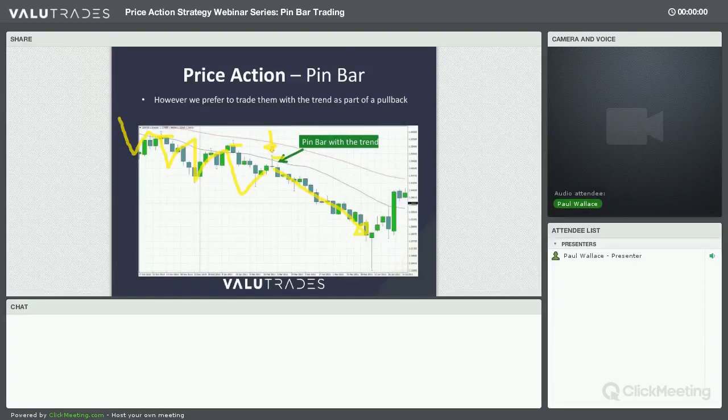So that's how we like to use pin bars. We prefer to trade them with the trend as part of a particular pullback. So if we want to identify a trend, and when price pulls back, we see the pullback end with a nice pin bar, well then that is a great opportunity for us to take a calculated risk trade. There's always risk in every trade, but it is a relatively low risk trade, and that's what we're always looking for.